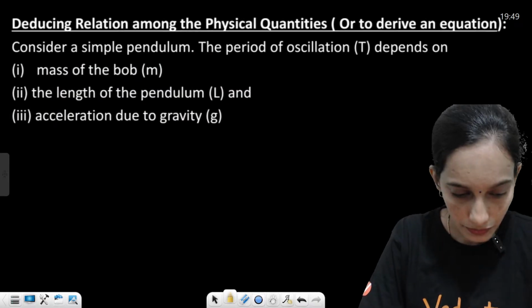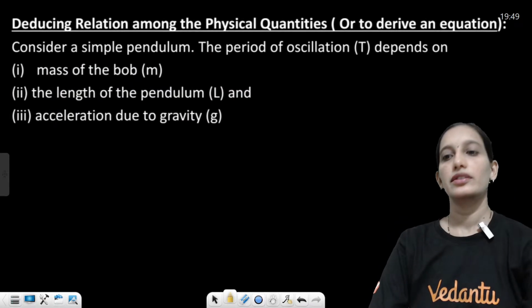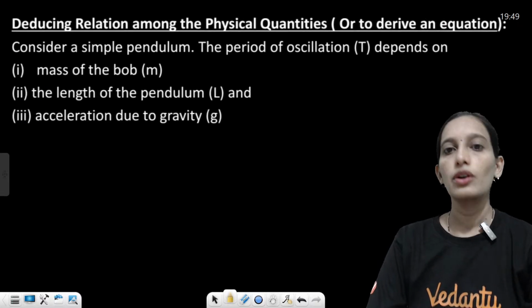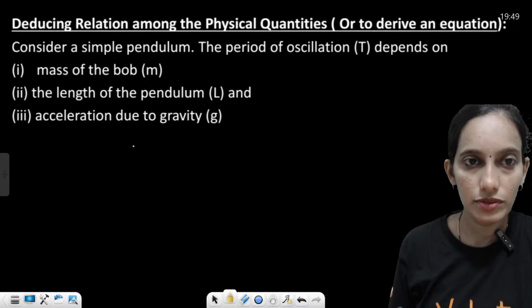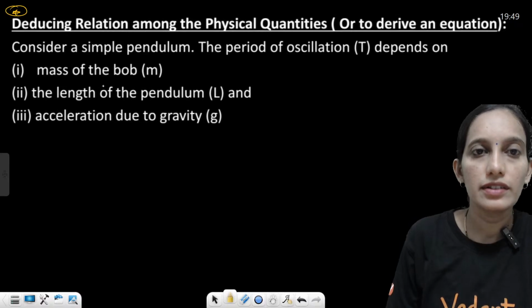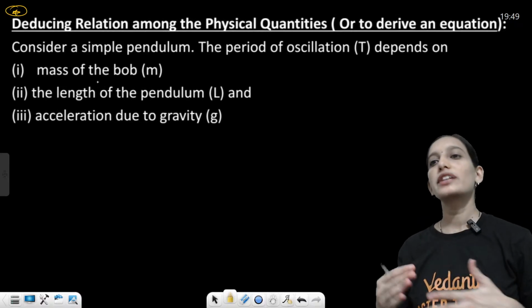Yeah. So moving ahead to another application. Let's try to wind up with this question, that is deducing the relation or deriving an equation.